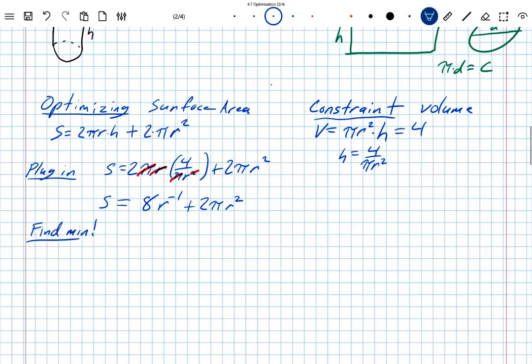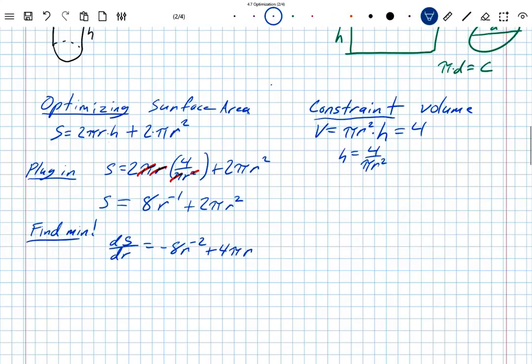So I'm going to take s prime, or in this case, I do like to be specific. Lots of people do write s prime, but I'm going to write ds over dr, because it's going to look a little different than if someone did a different substitution and they got ds dh, say. So I like to write ds dr. I know how to do this. This is now negative 8r to the negative 2 plus 4 pi r.